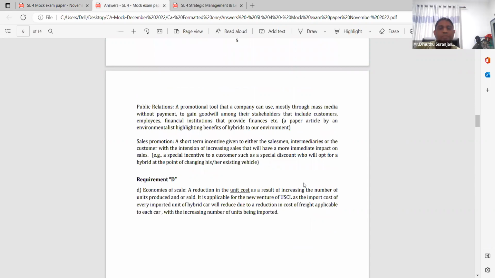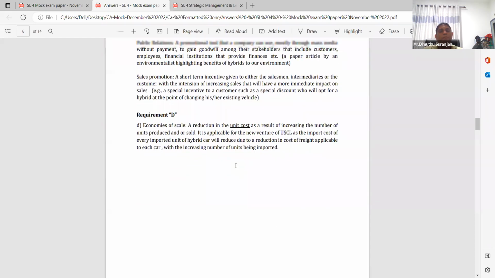So, yes, economies of scale is the reduction in unit cost as a result of an increase in the number of units produced and/or sold. So cost savings. It is applicable for the new venture of UCSL as the import cost of every imported car will reduce due to reduction in the cost of paint applicable to each car with the increase in the number of units being imported. The paint, right? So when you are importing more cars, then you are in a position to get some price reduction for applicable paints, right? Right.